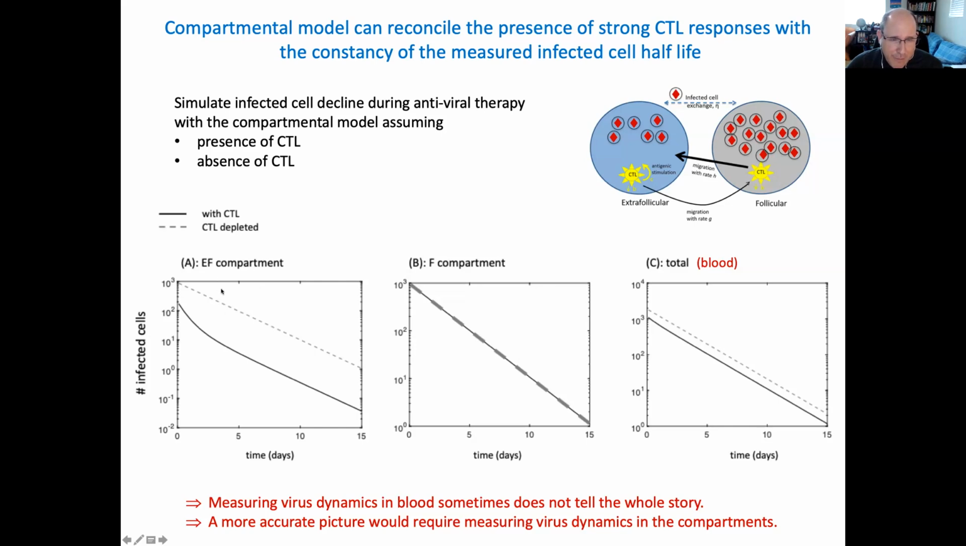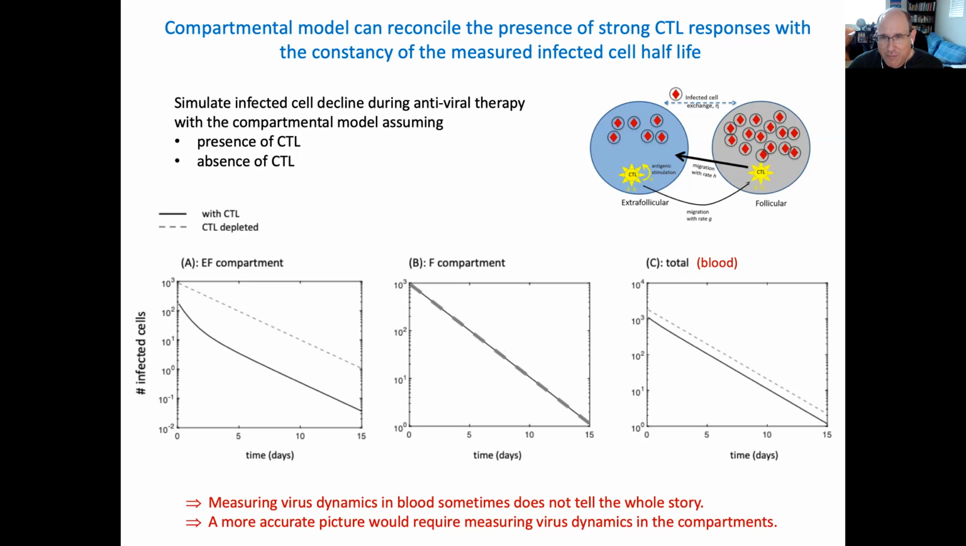So in the EF compartment, you see what makes sense. There's CTL present, and they're killing the infected cells. So initially, the rate of decline of the infected cells is faster if the CTL are there, the solid line, compared to if the CTL are not there. So there you see a very clear difference, which makes sense if CTL do a lot of killing and control the virus. However, in the F compartment, the follicular compartment, the CTL don't enter. So the decline rates, whether CTL are there or not, are only driven by virus-induced death, and they have identical decline rates in the F compartment, simply because the CTL don't really make it there.